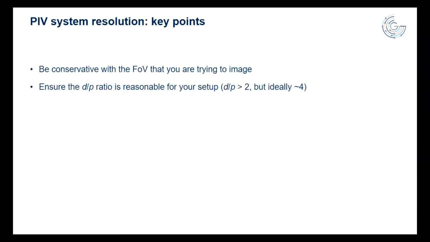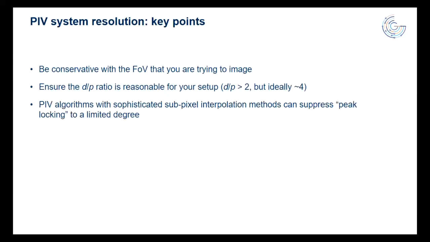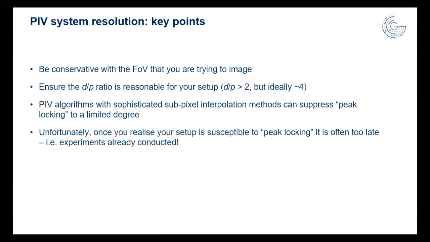You want to make sure that the D on P ratio is a reasonable value for your particular setup. So aim for at least 2, ideally aim for 4. Pick a PIV algorithm that's robust and isn't likely to suffer from these breakdowns of the subpixel refinement. So pick the right algorithm, but don't rely on it entirely. Most of the secret is in the preparation and the setup for the experiment.